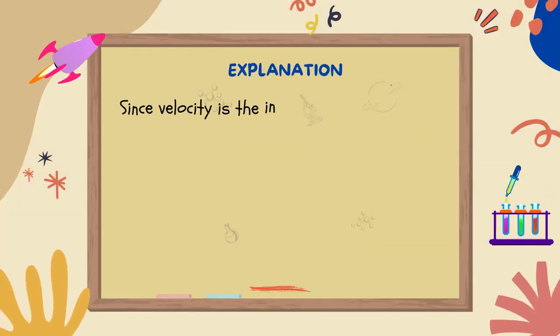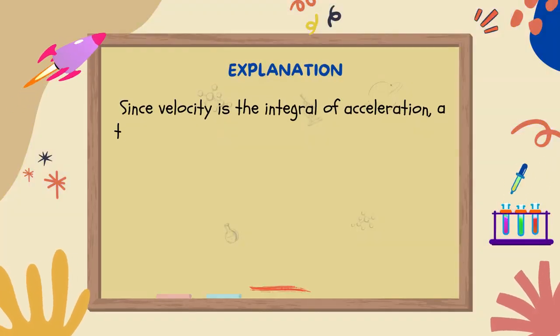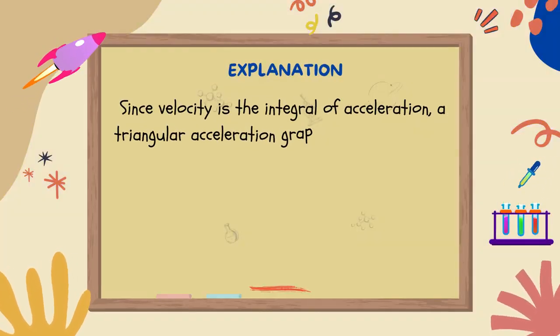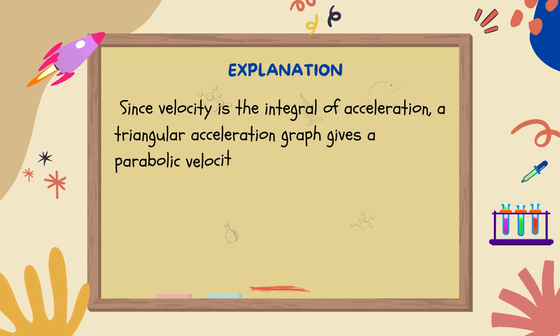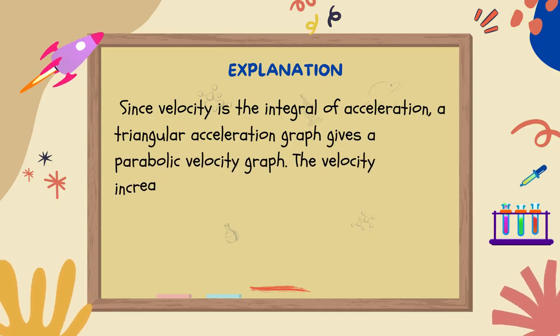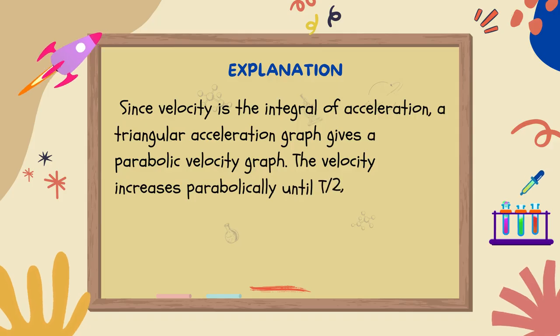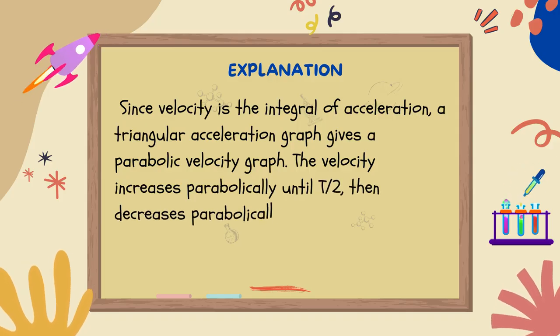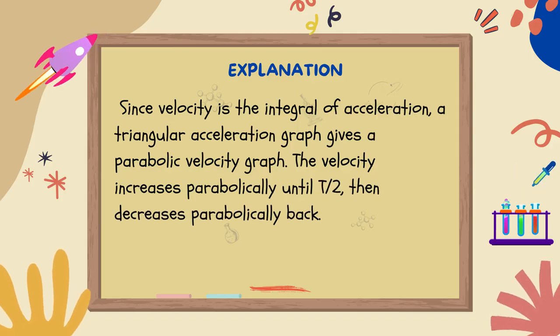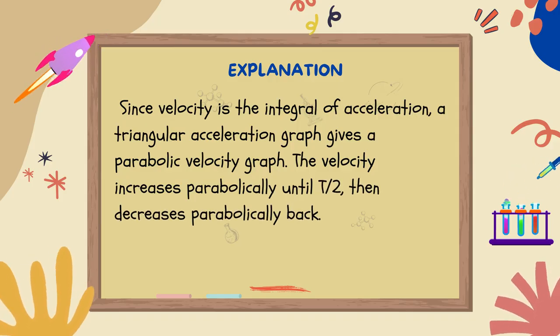Explanation: since velocity is the integral of acceleration, a triangular acceleration graph gives a parabolic velocity graph. The velocity increases parabolically until t divided by 2, then decreases parabolically back.